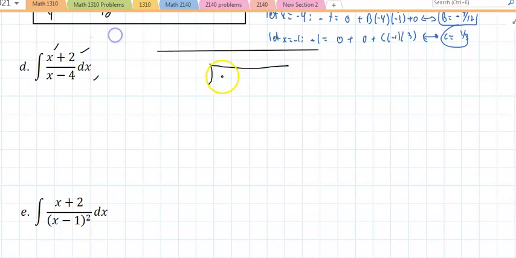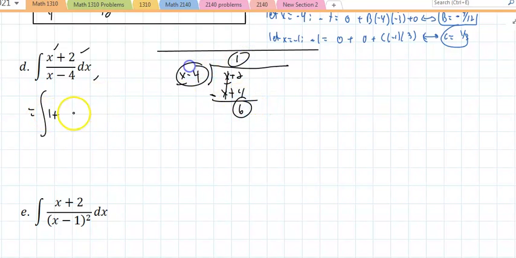You would take the top and you would divide it by the denominator. And you would say x divided by x is a 1. That's x minus 4. Subtract. So you would say this is the integral of 1. And the remainder is 6 over x minus 4. Same as what you did back in the days in algebra. This is x plus 6 natural log of absolute value of x minus 4 plus c. Done deal.